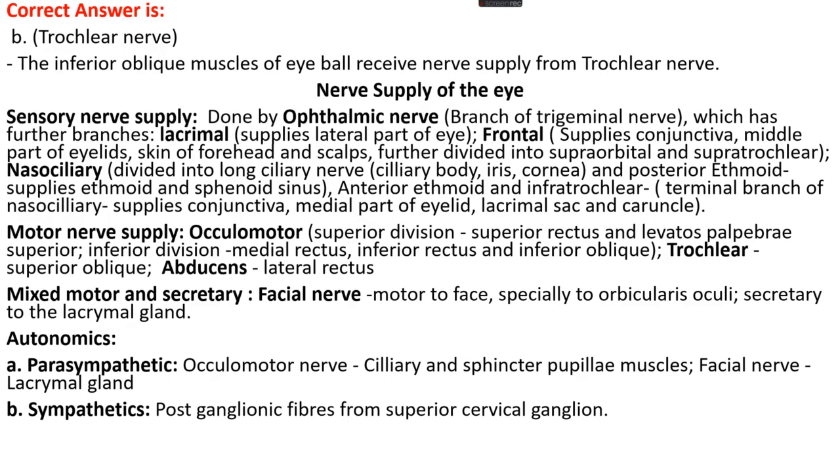Okay, and if we see the autonomic nerves, there are two types: parasympathetic and sympathetic. Parasympathetic includes the oculomotor nerve, supplying the ciliary and sphincter pupillae muscles, and the facial nerve, supplying the lacrimal glands. Okay, sympathetic: postganglionic fibers from the superior cervical ganglion.